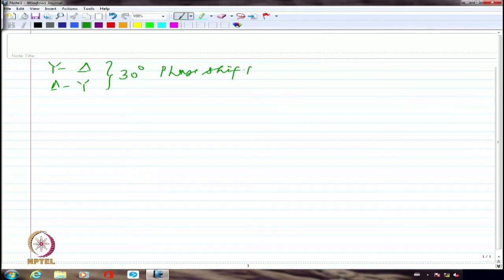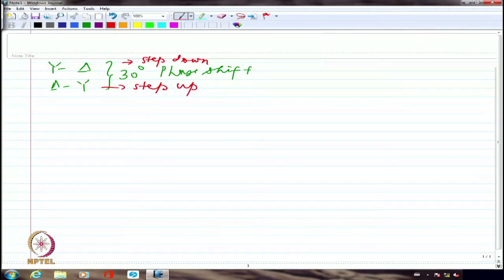And inherently, we are going to have one of them, that is the top one, star-delta, as a step-down connection, whereas the second one is going to be step-up. So we are going to have inherently this as a step-down and this as a step-up connection.